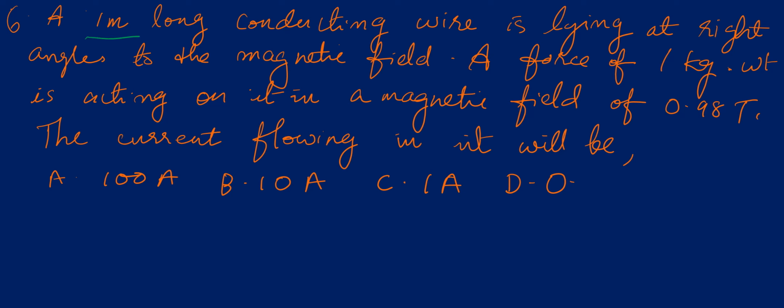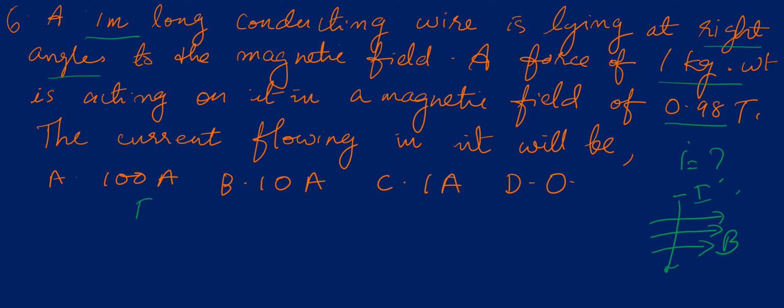A 1 meter long conducting wire is lying at right angles to the magnetic field. A force of 1 kilogram weight is acting on it in a magnetic field of 0.98 Tesla. The current flowing through it will be. We have to find out the current, and the wire is a conductor in the magnetic field.